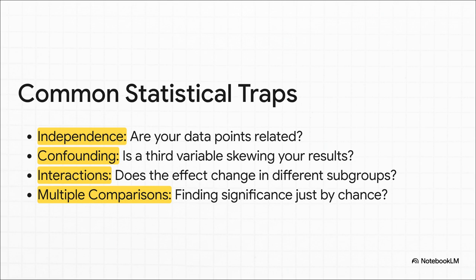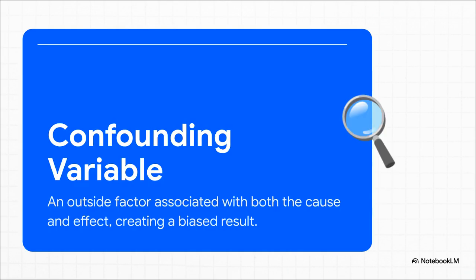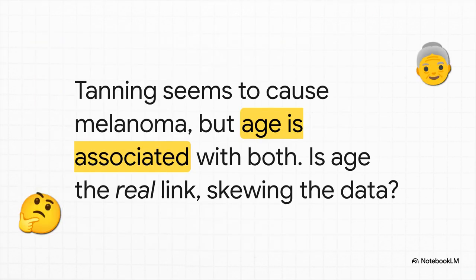Let's zoom in on what is probably the most common trap of all, confounding. A confounding variable is basically the ultimate third wheel in statistics. It's this outside factor that you might not have even thought about, but it's connected to both your suspected cause and your observed effect. And by doing that, it can create the illusion of a direct link between the two, totally biasing your results. Here's a classic, perfect example to make this stick.